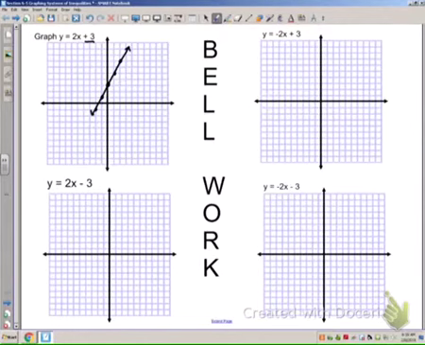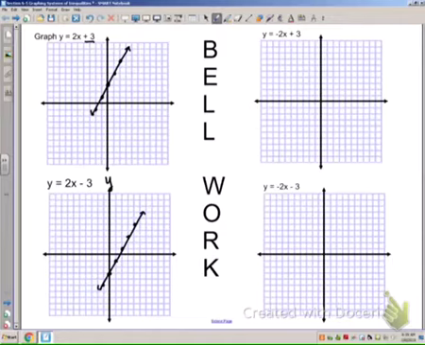So how does that differ from the equation below, 2x minus 3? Well, instead of starting at positive 3, we start on the y-axis here at negative 3, and then we still have a positive slope, so our line's going in the same direction. If we were to overlap these graphs, we would be able to see that these lines are parallel. They have the same slope, just different y-intercepts.